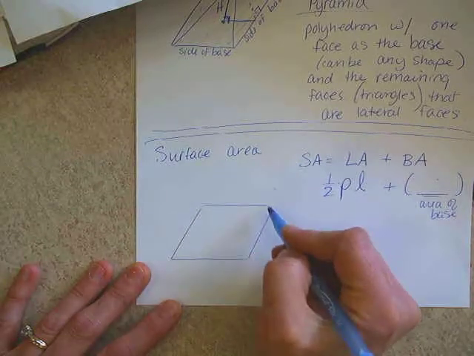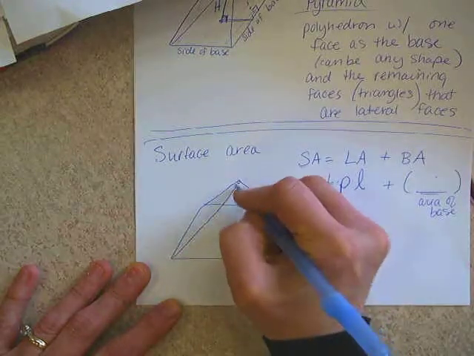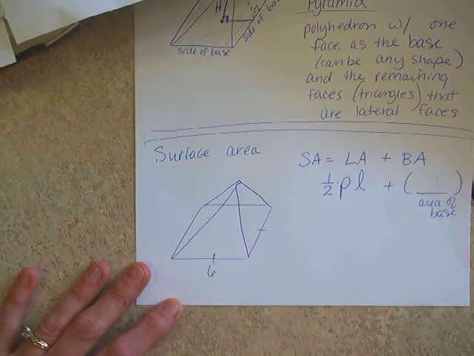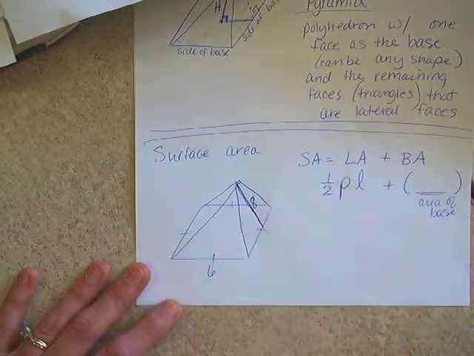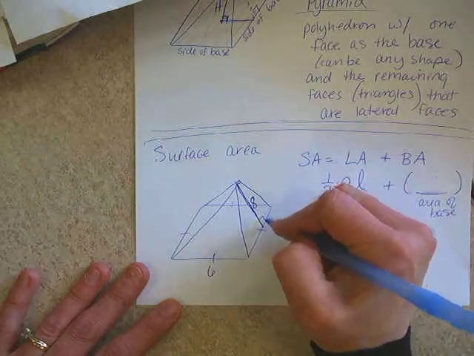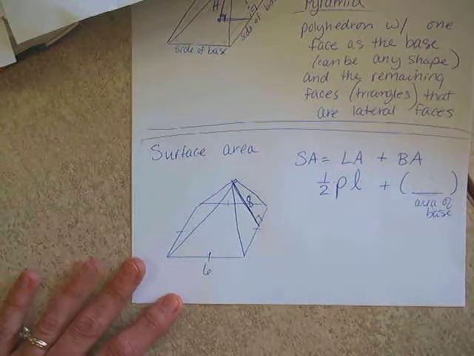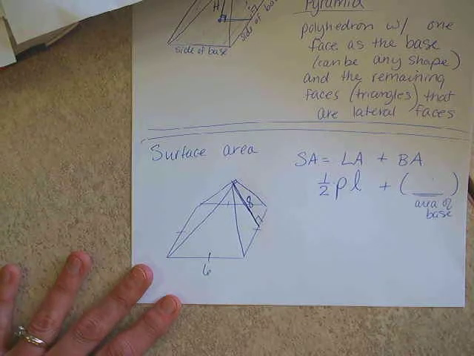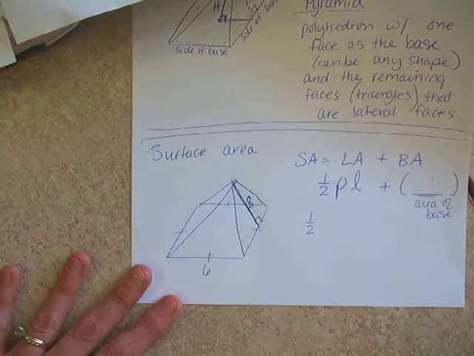So we're going to do a square pyramid with a side length of 6 and a slant height of 8. And in this case, we have everything that we need to go ahead and plug in.